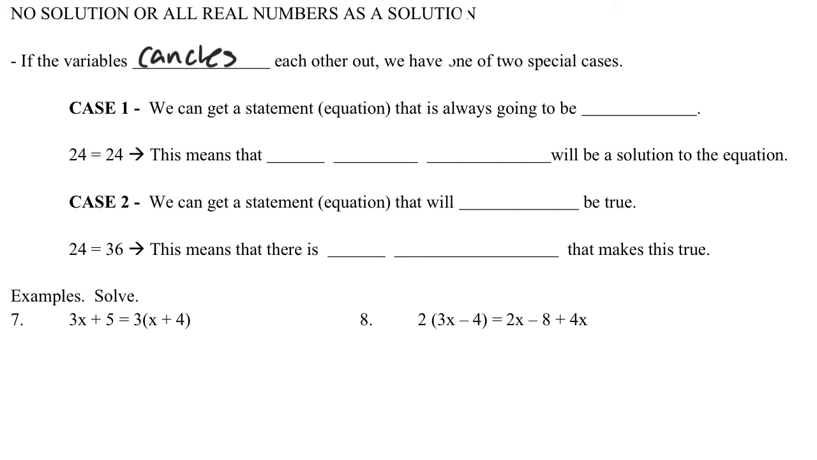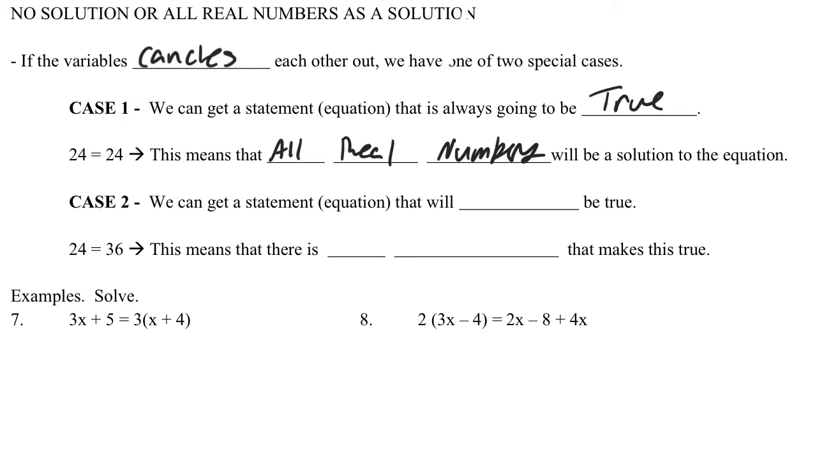The first case is we end up with a statement that's always true, such as 24 equals 24. That means that no matter what number I substitute in for x, we get a statement that's always true. So all real numbers are going to be a solution to the equation. I can substitute anything in for x and I will always get something true.